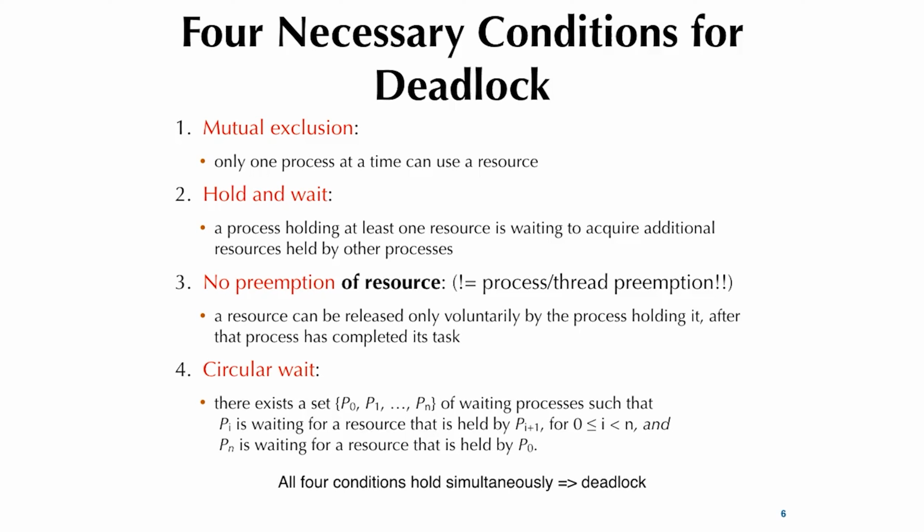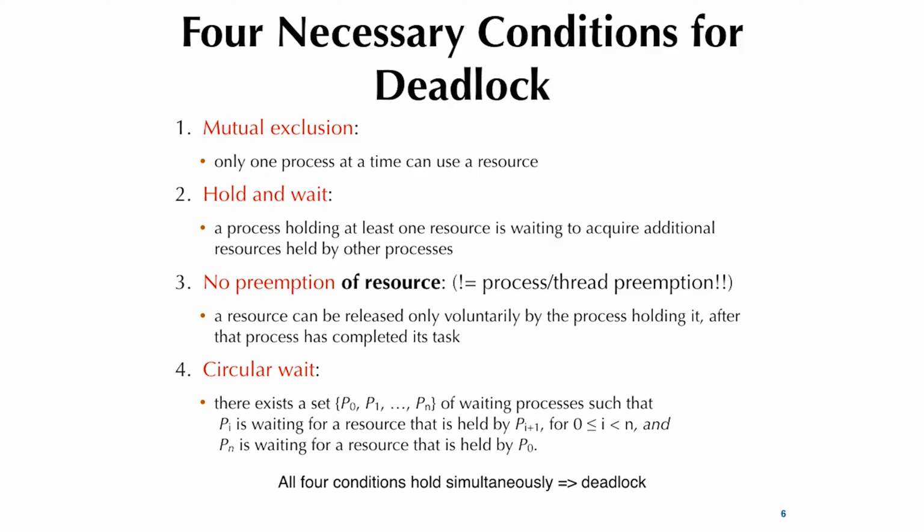Number 4 is circular wait. Obviously, you have to have a circular dependency. I'm holding something, waiting on somebody else, who is holding that resource, but they're waiting on some other resource, and then it comes back in the chain. That's a circular wait, and that is the 4th necessary condition. So if you can break just one of them, you don't have deadlock.